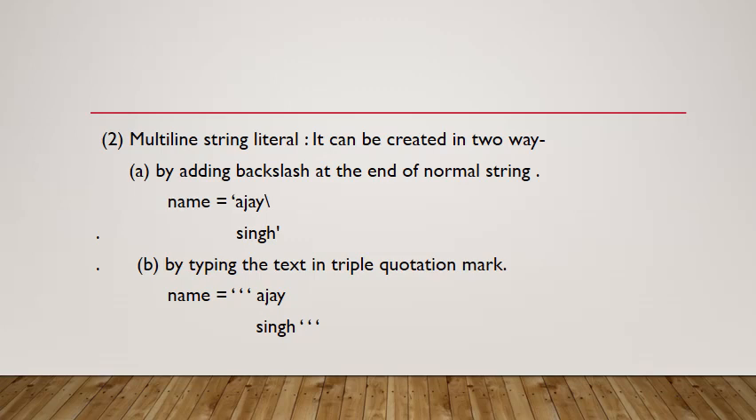Like name is equal to, in single quote we have written Azhar backslash, then the next line, and the single quote closed. It is a multi-line string literal. Or second, by typing the text in triple quotation marks, like we have written here name is equal to triple quote Azhar, in the next line the rest and triple quote close. So there are 2 ways.